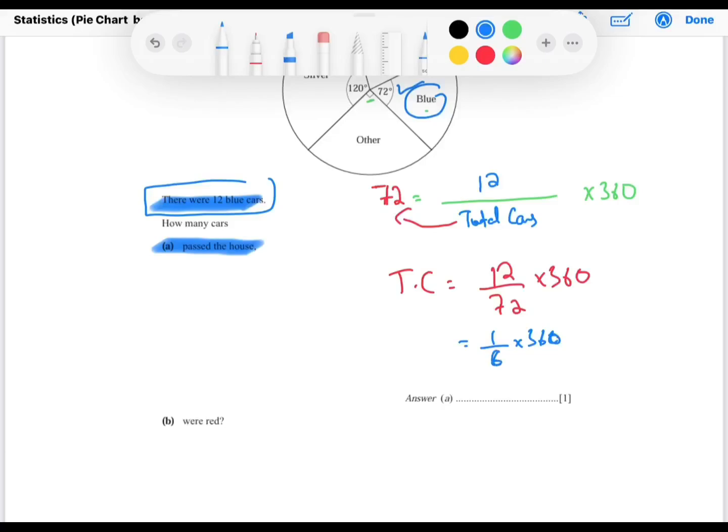So the final answer we will get is 60. 6 1s are 6, 6 6s are 36, and 0. So the answer of the first part will be 60. This means the total number of cars that pass the house is 60. Okay, I hope everything is clear.